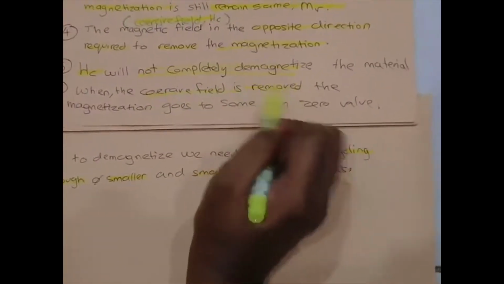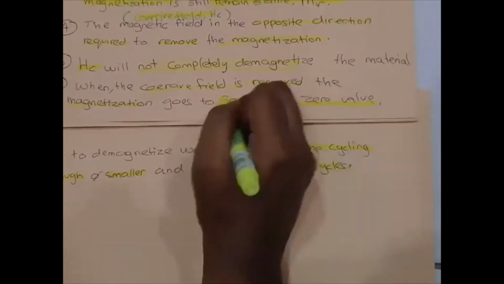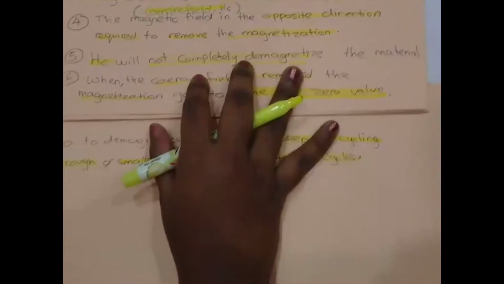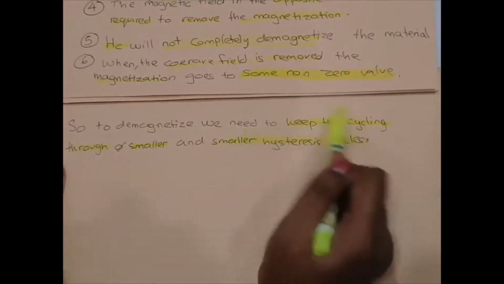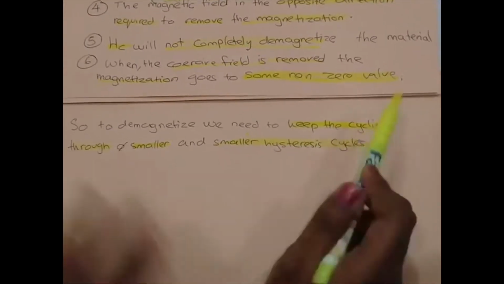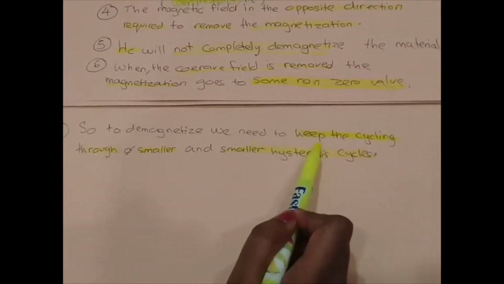So when the coercive field is removed, the magnetization goes to some non-zero value. To demagnetize, we need to keep cycling through smaller and smaller hysteresis cycles.